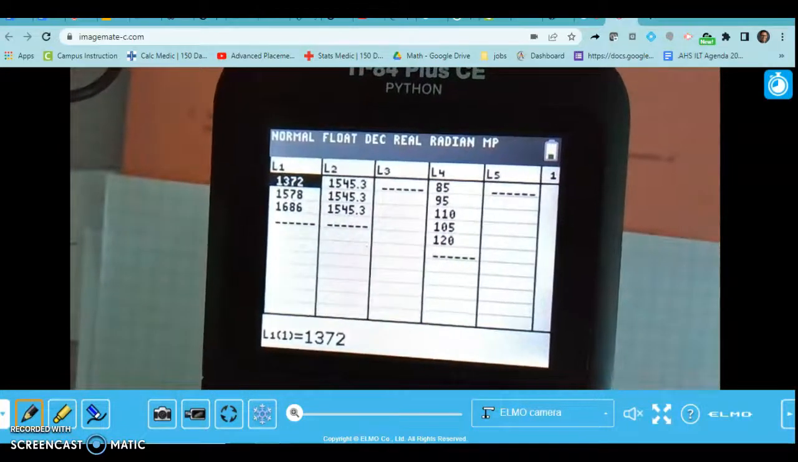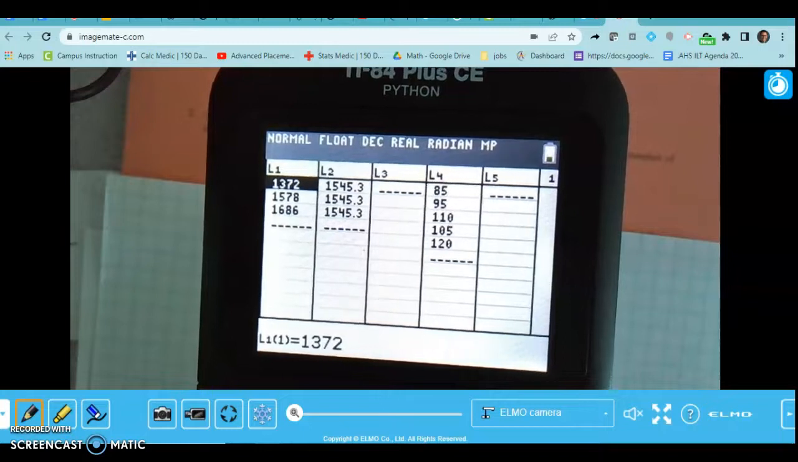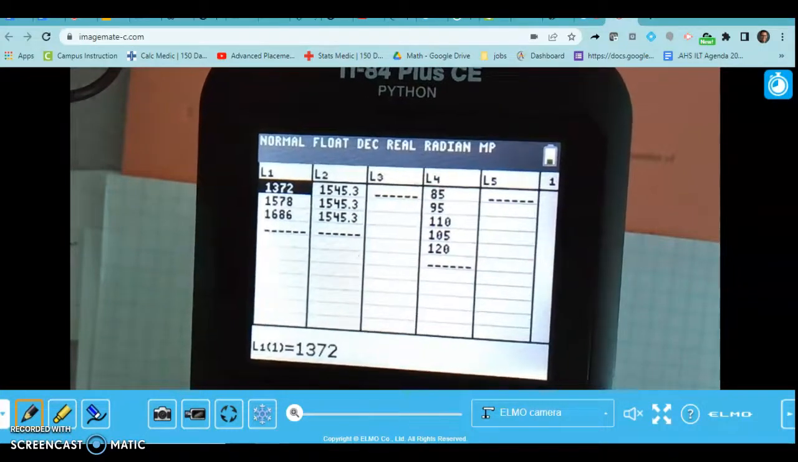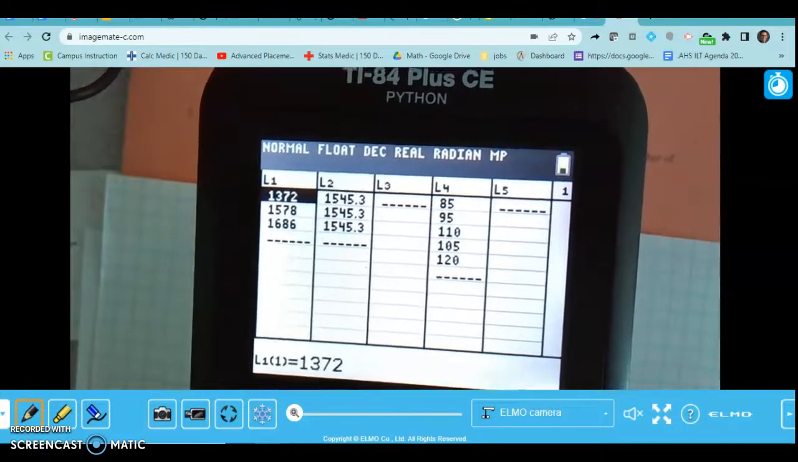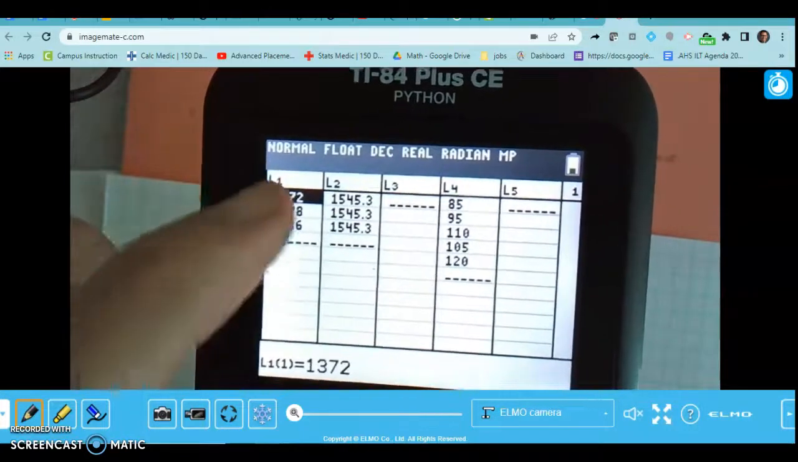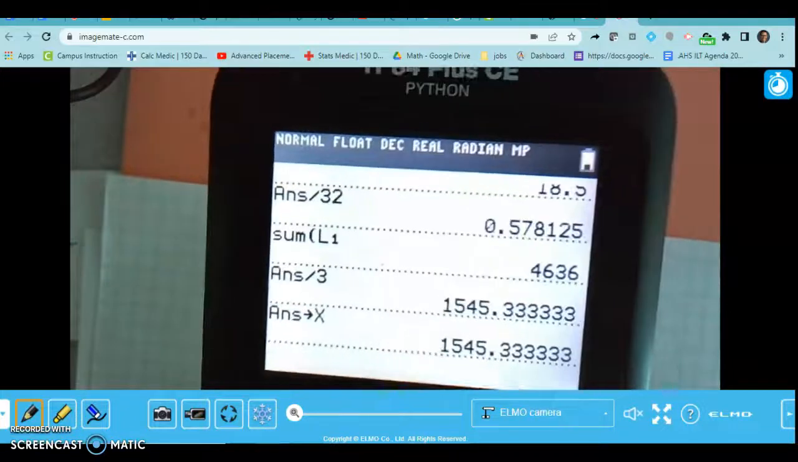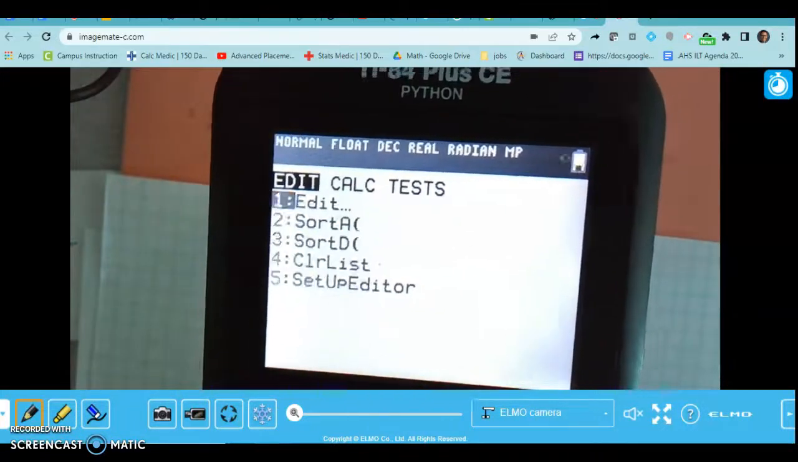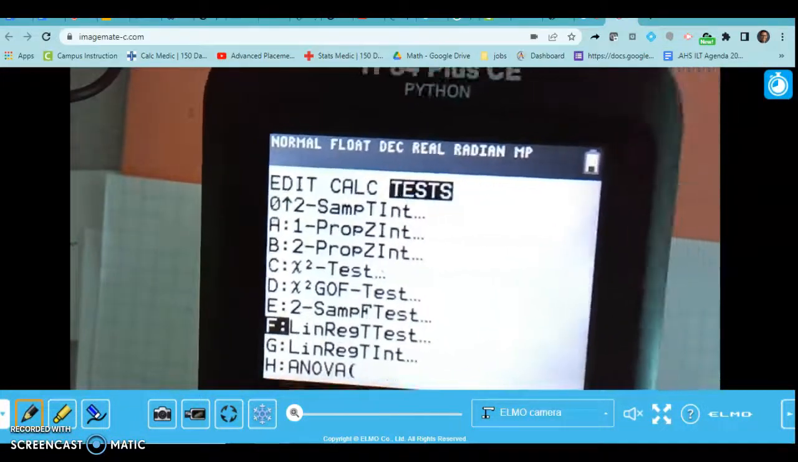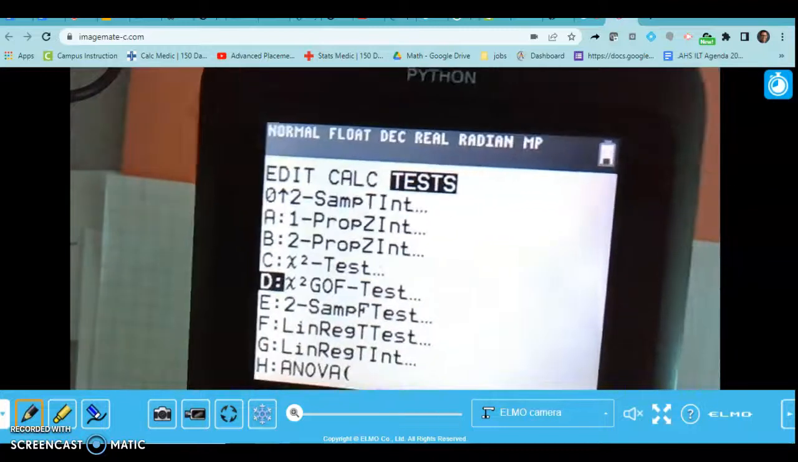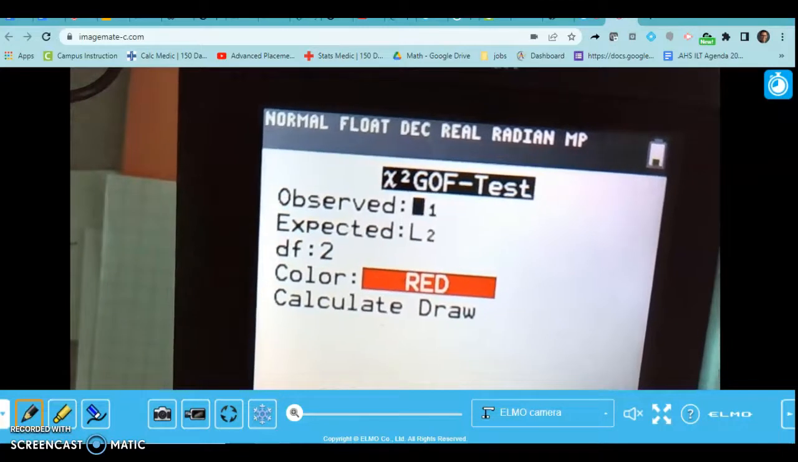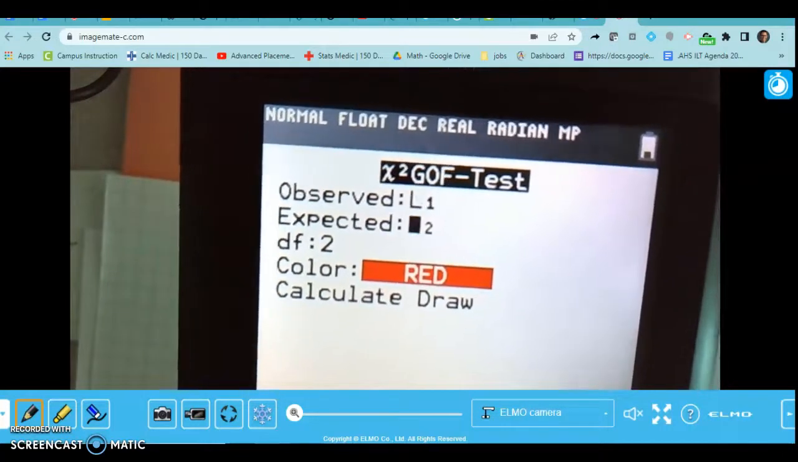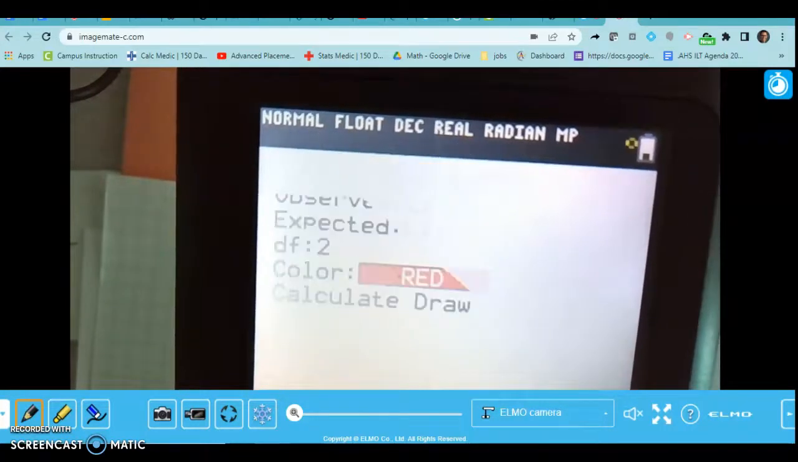To get the expected, what I did was I summed up the total of the 3 numbers in list 1, and then divided by 3 because we want them to be equally distributed. So we have observed and expected. We go to chi-squared goodness of fit test on the calculator. List 1 is where the observed values are. List 2 are the expected. We have 2 degrees of freedom because we have 3 categories.